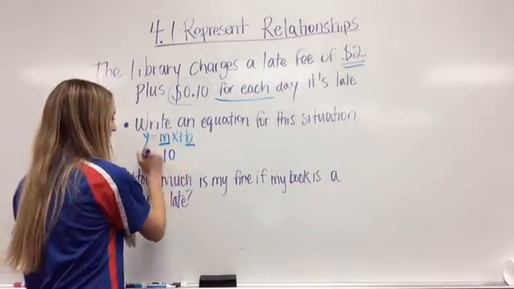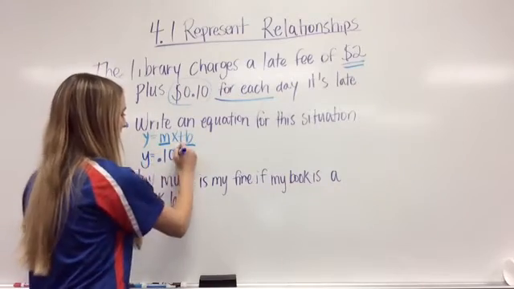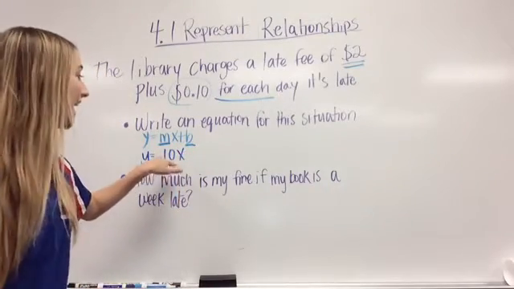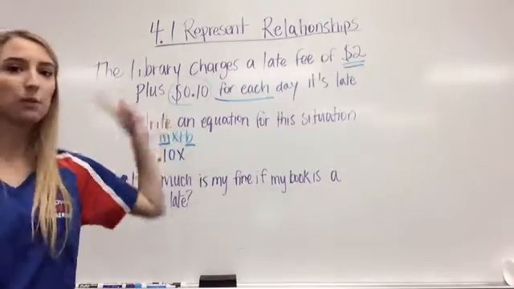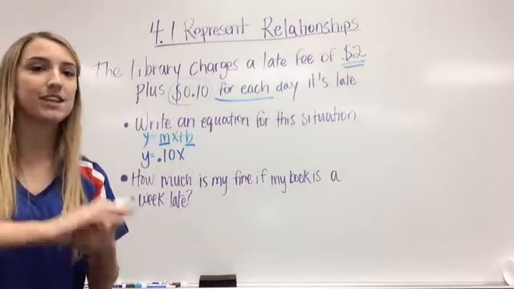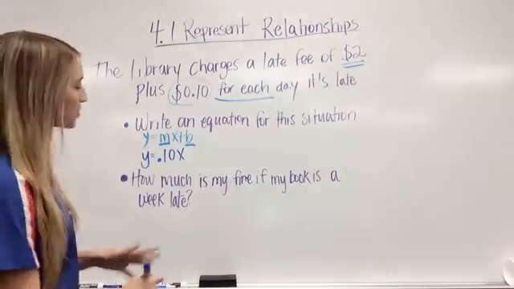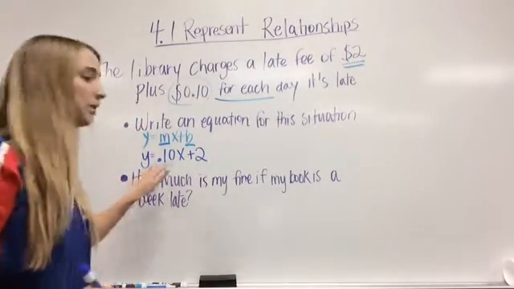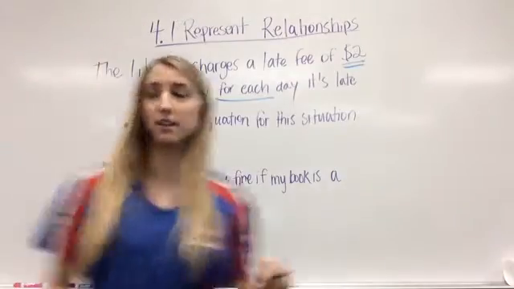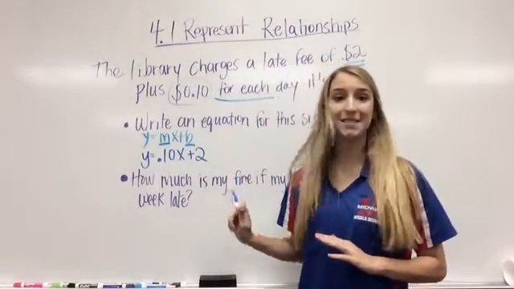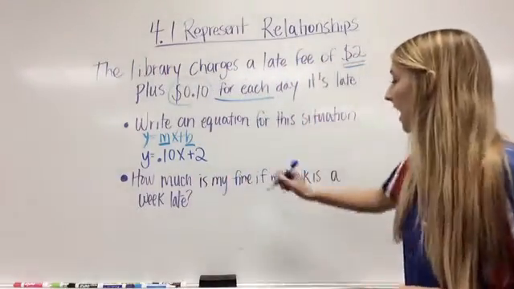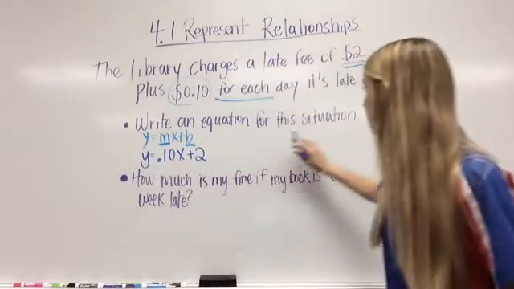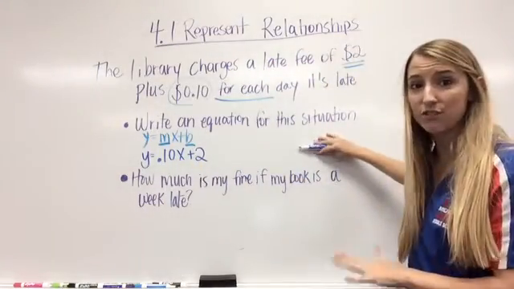Okay? And of course y equals our slope multiplied by x, and then we're adding that one-time fee. Again, if there's ever a one-time fee, that's your y-intercept, plus 2. So y equals 0.10x plus 2. Now, that's our equation, so we're done. That's all we had to do on this first part.